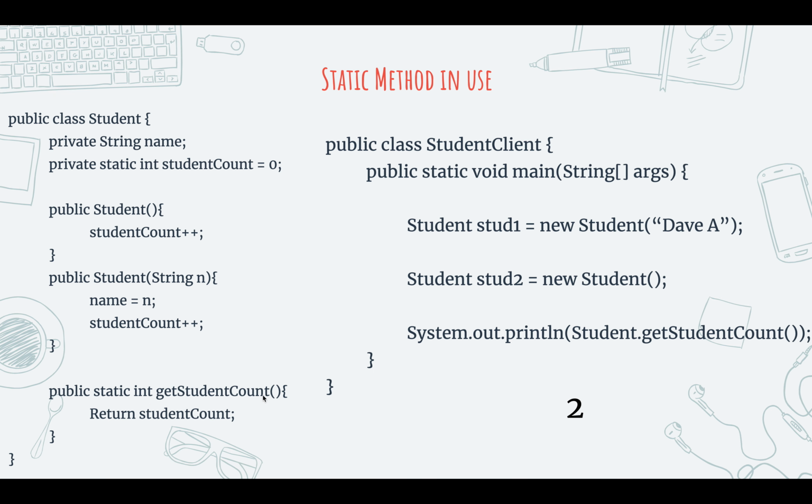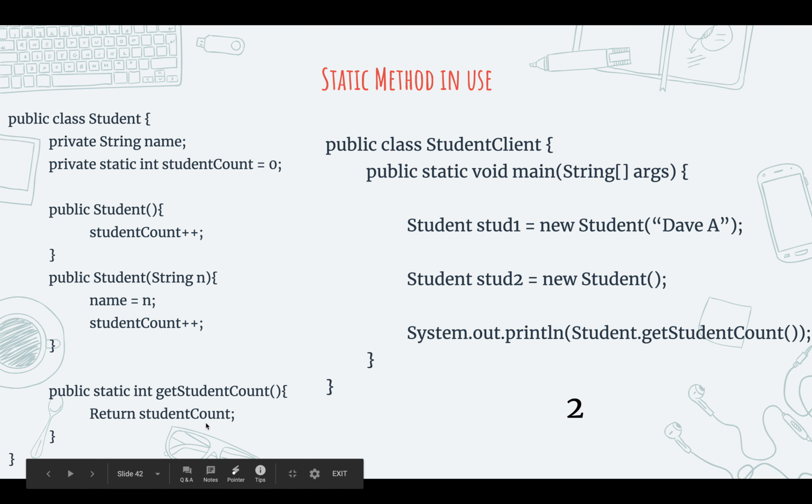Then we have getStudentCount. GetStudentCount is the name of the method, and again, it reflects the context of what happens within the method. And we have the open and close parentheses. Since this is an accessor method, we're not going to be taking any parameters. We're simply going to be returning a value. And static methods don't have to simply be used just for accessor purposes.